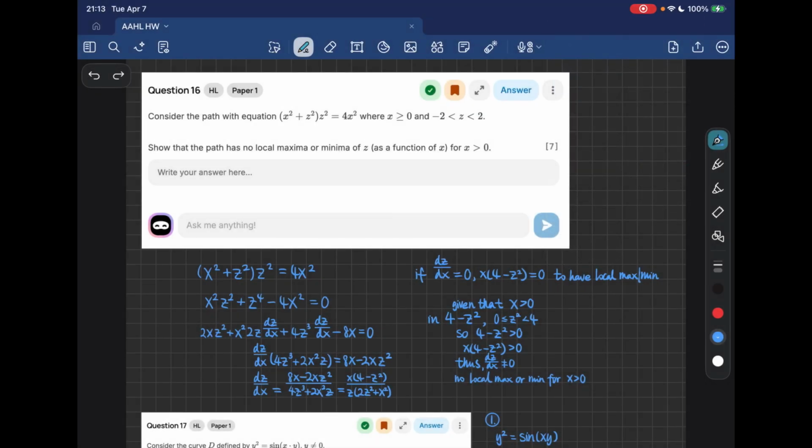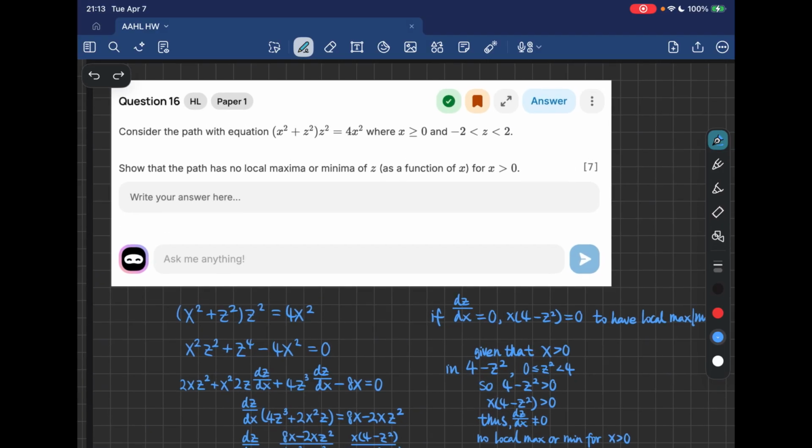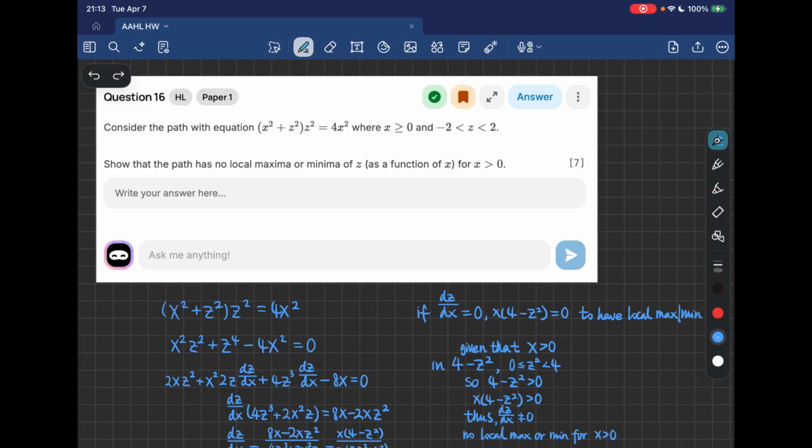So here is a problem, paper 1 for implicit differentiation. Well, I think we can just understand paths as a curve. So like we have a curve with this equation, and with this restraint of domain and range. So we want to show that this curve has no local max or min of z as a function of x for x greater than 0.